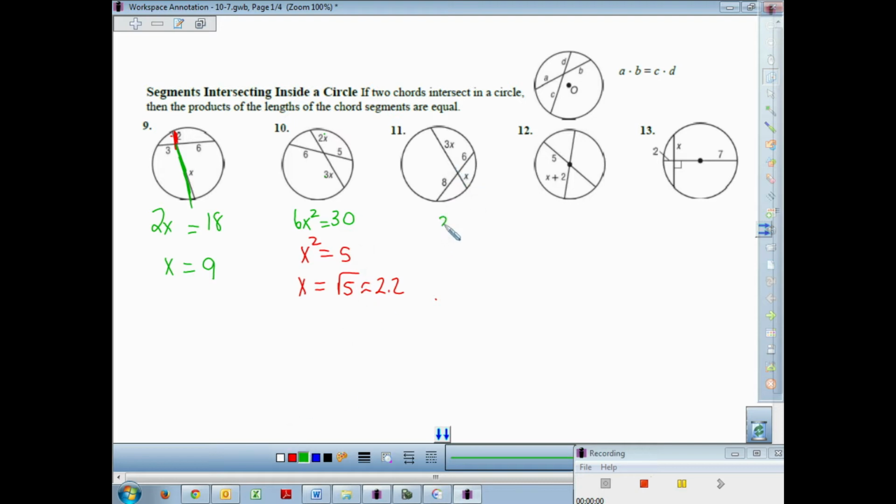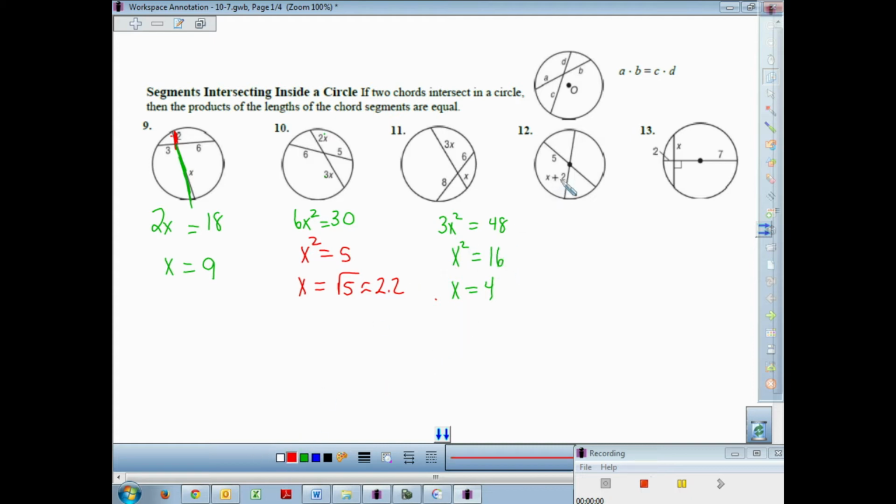3x times x is 3x squared, and that will equal 8 times 6, which is 48. Get x squared by itself before we square root, and x squared equals 16. So x will equal 4. We don't have the negative 4 because it's a side length, so there's no plus or minus on this. 16 was a perfect square.